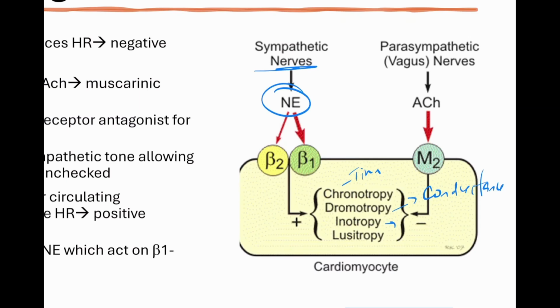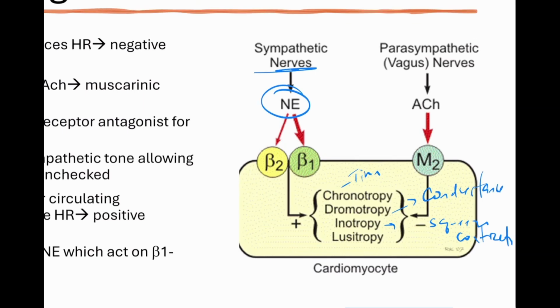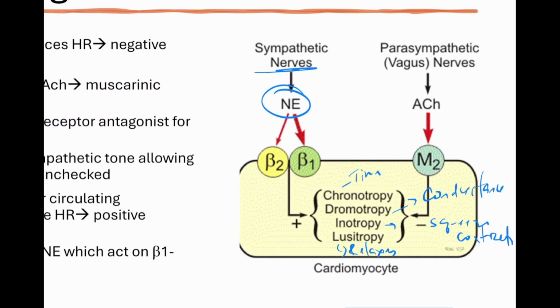Inotropy is the squeeze of the heart or the contraction. So sympathetic nerves are going to cause a greater contraction, a greater squeeze of the heart. The last one, lusitropy, has to do with how the heart relaxes. The repolarization of the heart, put that way.